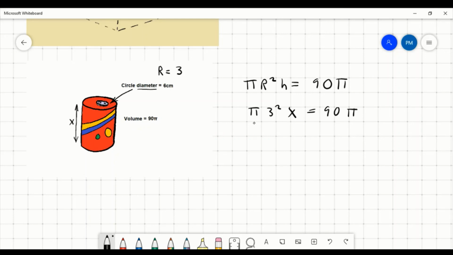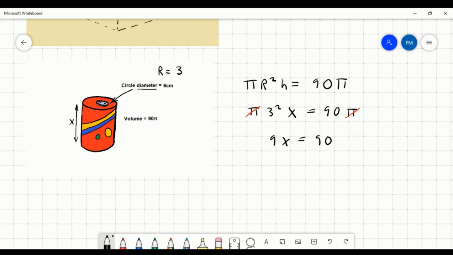So what we can do is divide both sides by pi, because pi into this goes once, pi into this goes once. So we can eliminate the pi's out of this question. Is there anything else we can do? Well, let's just multiply out this 3 squared. So we get 9x is equal to 90.